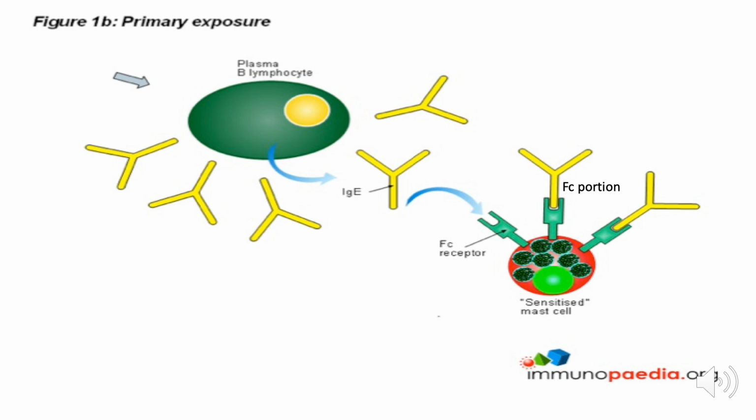So I will spell the Fc portion in the PowerPoint slide so that it would be easy for you to write it down on your notes. So if I will ask you in the exam, which of the following antibodies has Fc receptors on the surface of mast cells, you should choose IgE.